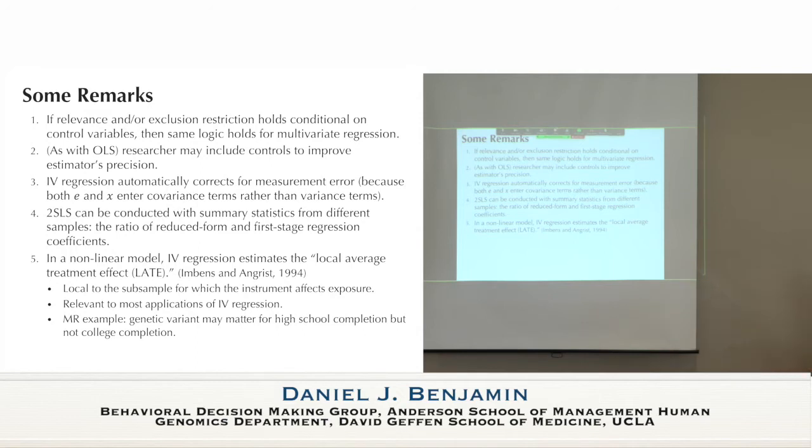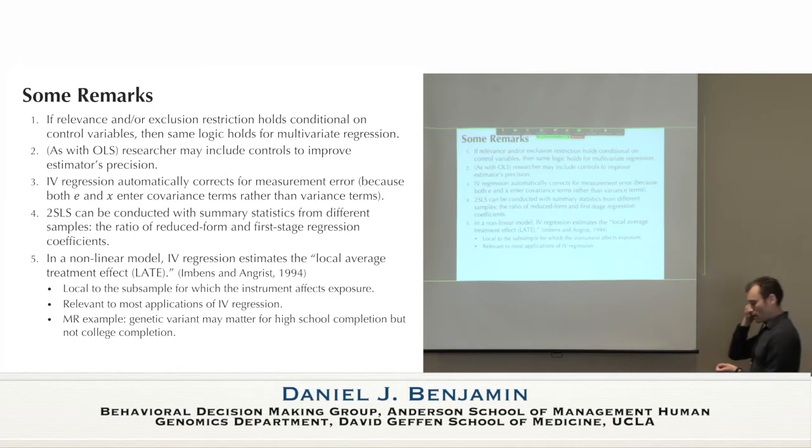OK, so the last comment is that we've been talking about a linear model, and that's all I'm going to talk about to keep things simple. But if, more generally, we are dealing with a nonlinear model, then what you're getting from IV regression is a local average treatment effect. The reason that's not relevant in the case of a linear model is that by assumption, the effects are the same for everybody. But if you have a nonlinear model, treatment effects are going to be different for different people. In particular, what you're getting in instrumental variables regression is an estimate of the causal effect local to the subsample for which the instrument affects the exposure.